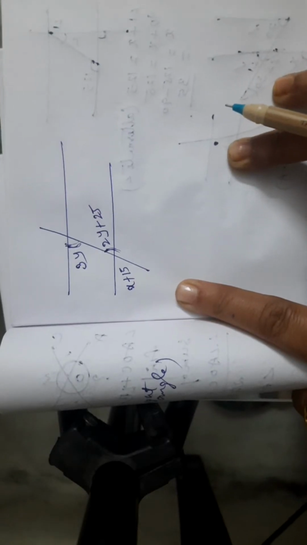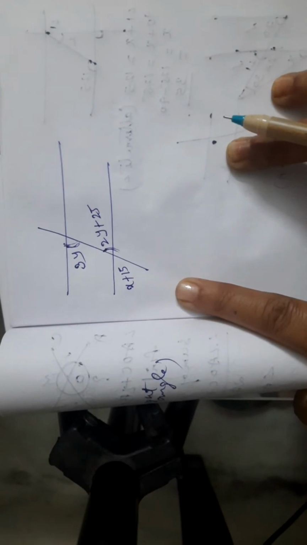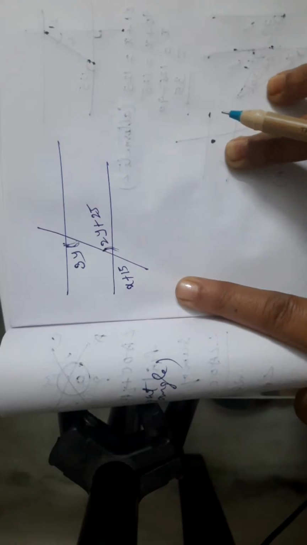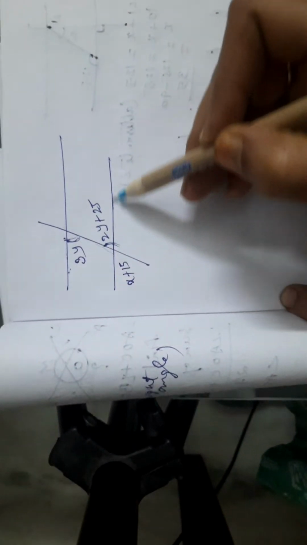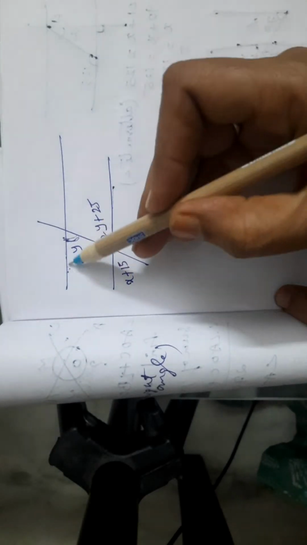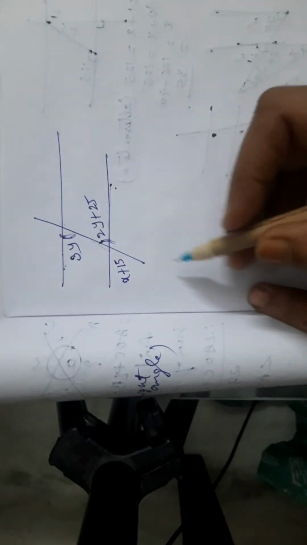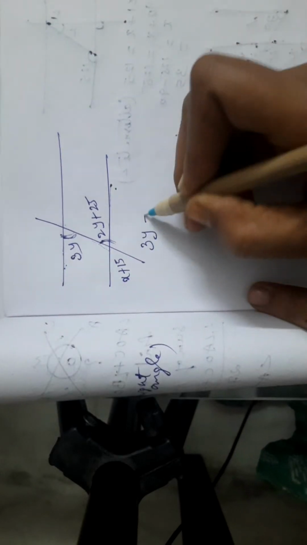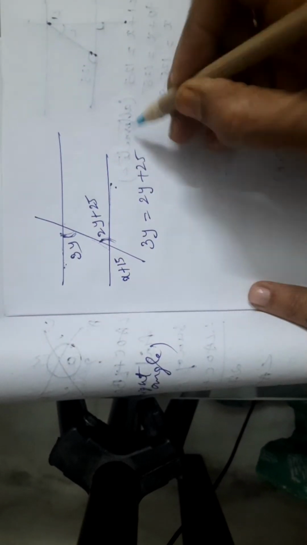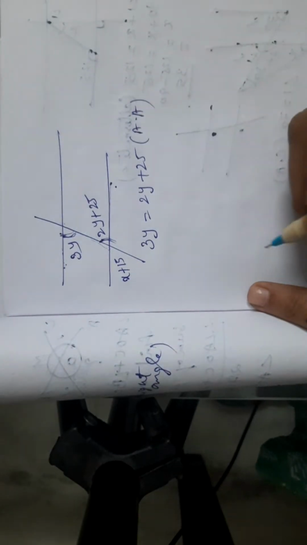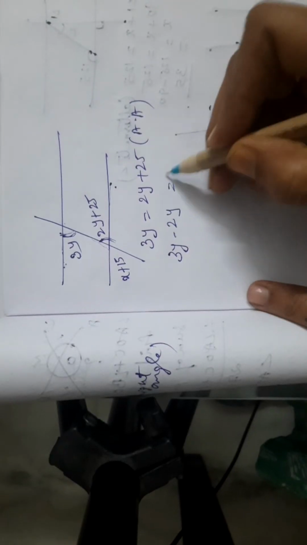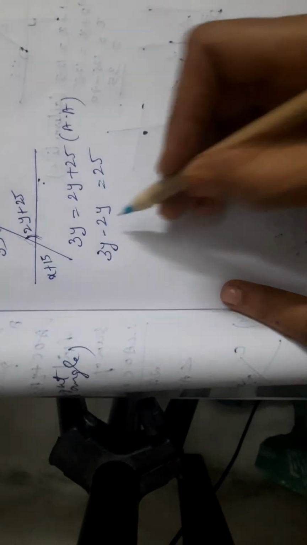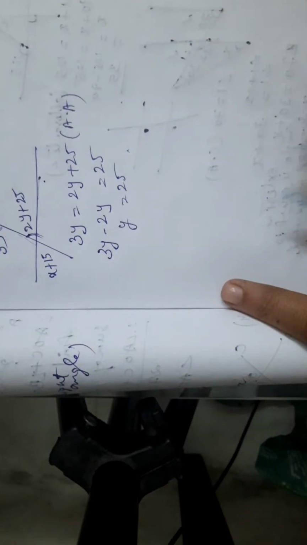They're equal. The reason I'm asking is why they're equal. Which type of angles are they? So there is a formation of Z. They're called alternate angles. They're equal as they are alternate. Very good. So here 3y is equal to 2y plus 25. Reason: alternate angle. I'll be shifting y that side. 3y minus 2y is 25. Now y is 25. We got the value of y.